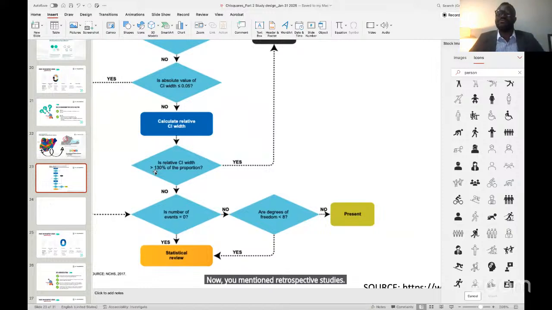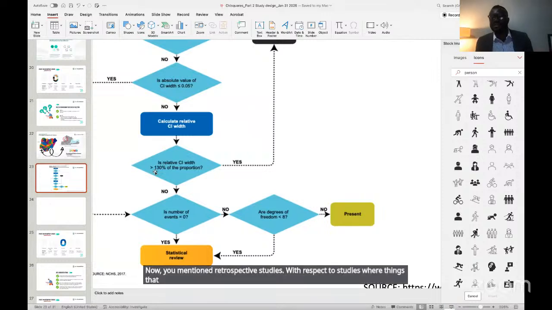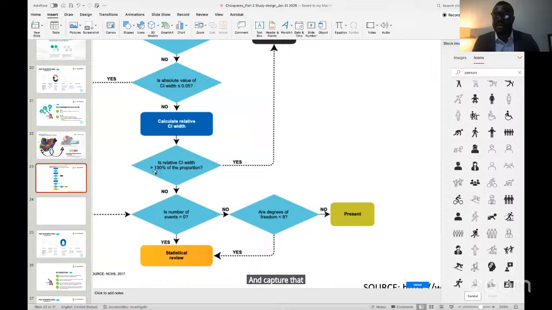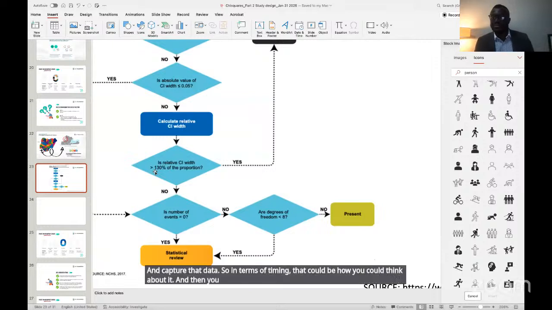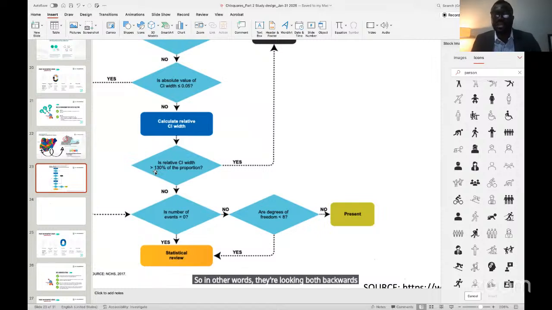Now you mentioned retrospective studies. Retrospective studies are things that were prospective in nature, but we just came late to the show. Since we came late to the show, we have to go back in time and capture that data. So in terms of timing, that could be how you could think about it. And then you could also think of studies that are ambidirectional, where we look at historical exposures, and once we have established them, we then build on them prospectively going forward. So they're looking both backwards and forwards, right?